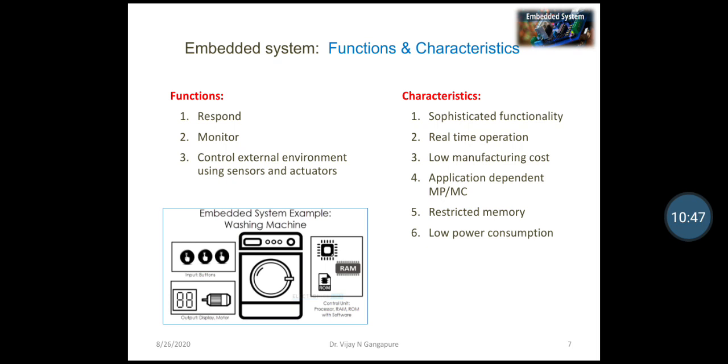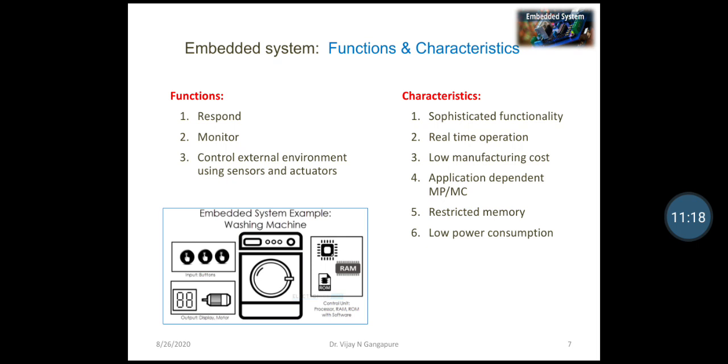Then fourth characteristic, an application dependent microprocessor or microcontroller should be used in any embedded system. Then fifth, restricted memory. Whatever amount of memory is required in a particular embedded system, that much memory will be used. It means there is a restriction on the use of memory, so that cost will reduce. That is the restricted memory characteristic. And the last characteristic of an embedded system is low power consumption. Any embedded system, if you take, should consume less power.